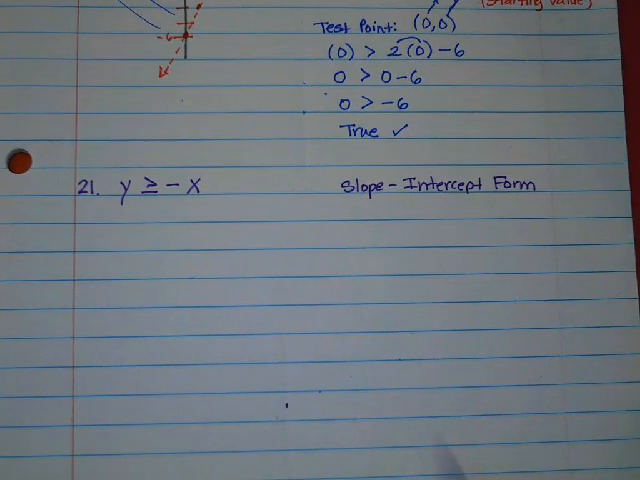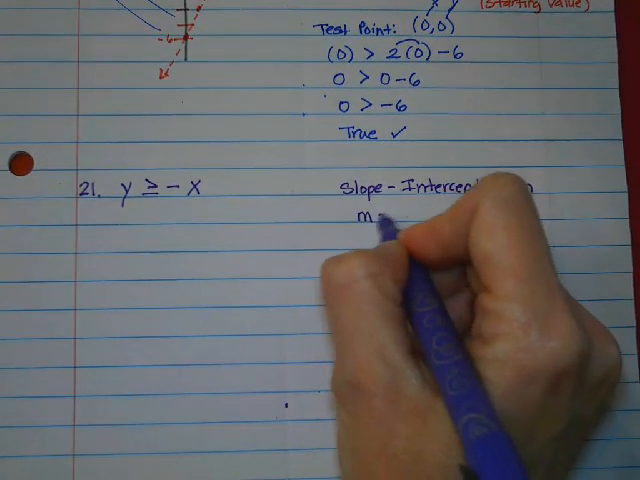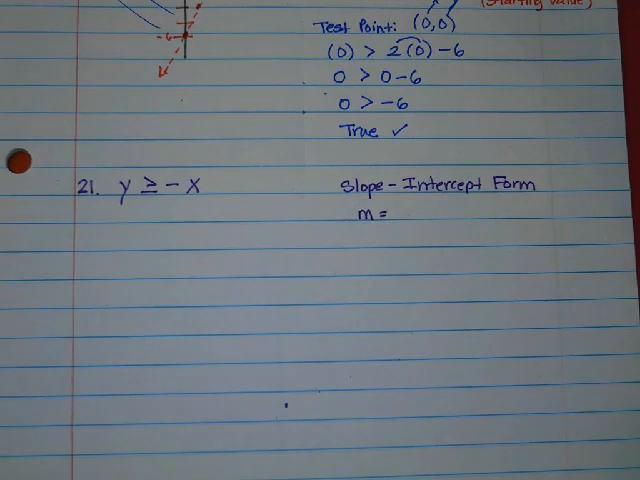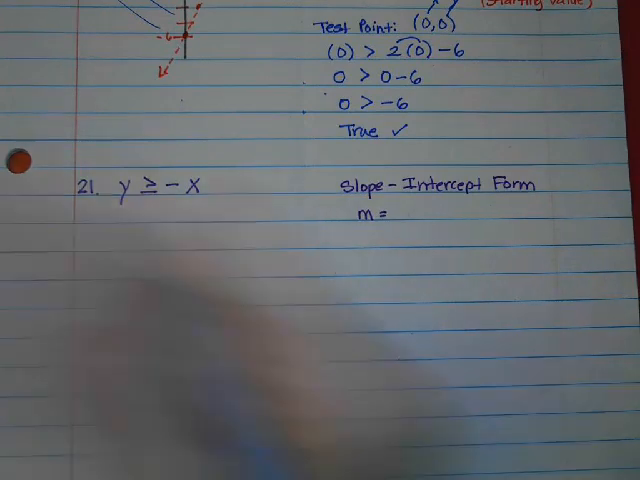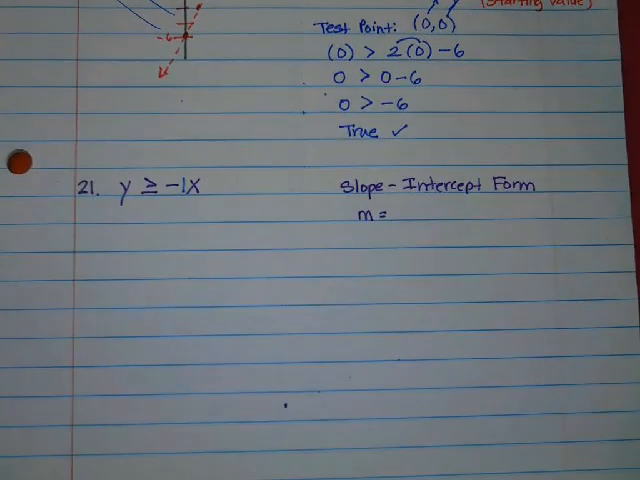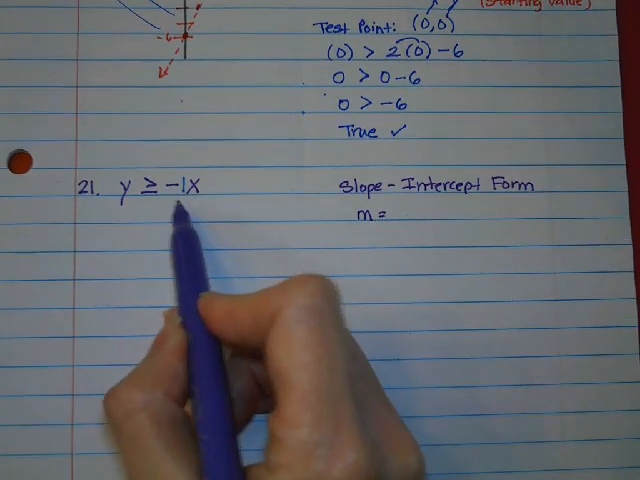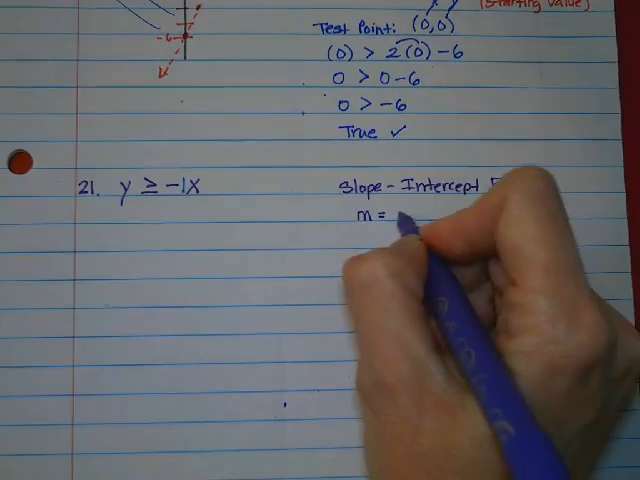All right, so the first thing we can identify in slope-intercept form is our slope. So Cheyenne, what would be the slope of our line? That is correct. It would be -1 because there's a 1 in front of that x that you don't see. That's the coefficient. So we have a -1. So my slope is -1.